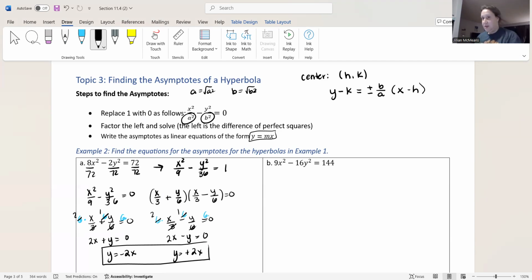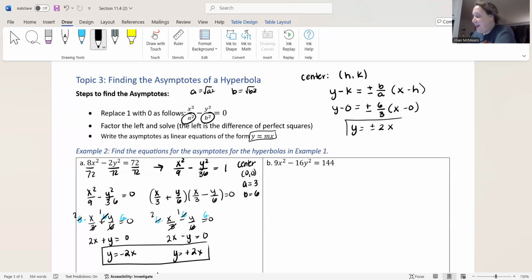So let's do that with this example just to show that it really works. So in this case, we had a center at 0, 0. A was 3 and B was 6. Okay? So we're going to take y minus k, which is 0, over plus or minus b, which is 6, over a, which is 3, times x minus h, which is 0, and then we just simplify. So I get y equals plus or minus 2, and then x minus 0 is just x, and I'll be daggum. Isn't that exactly what we just got, but a heck of a lot easier?